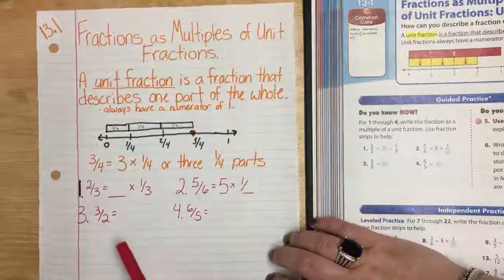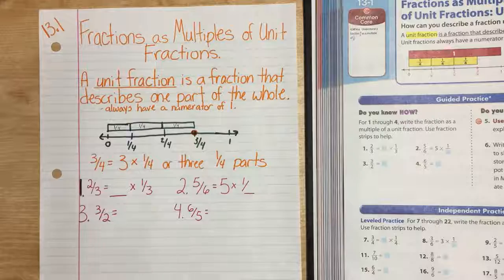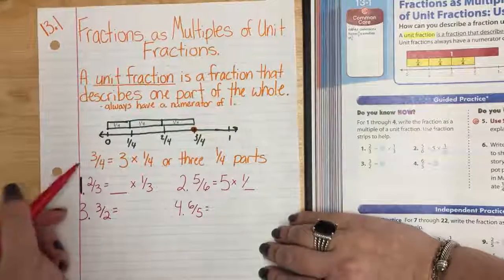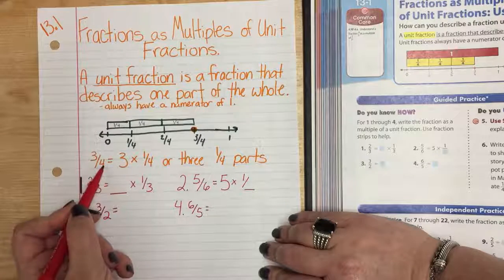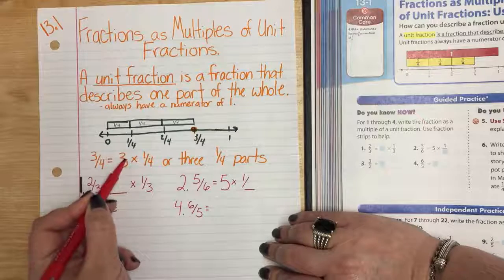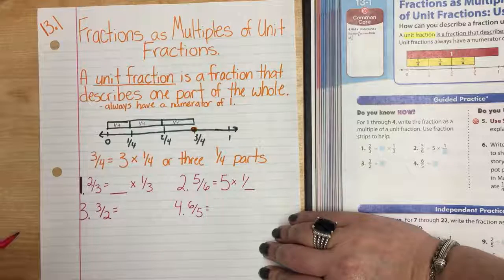That's it. So when we're doing things like this, all we are doing is changing the numerator. We're looking at the denominator, that stays the same, and we're taking our number and multiplying it by the numerator.